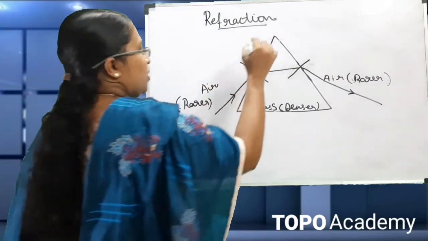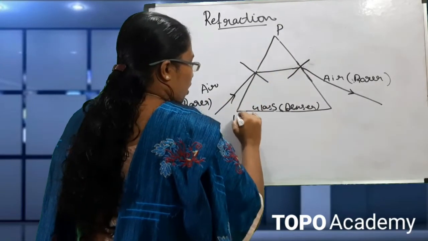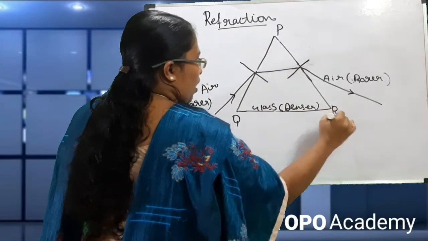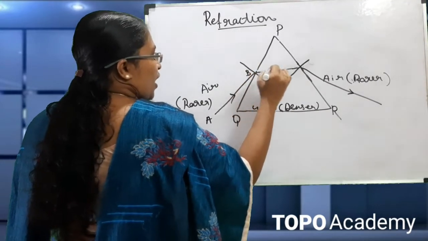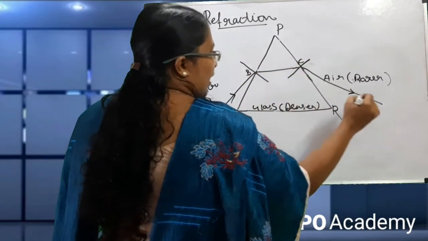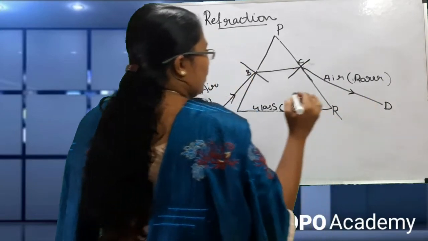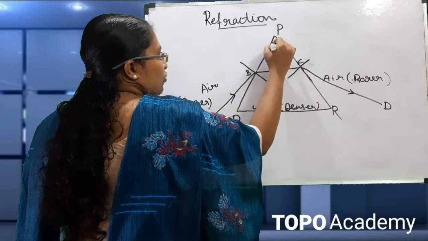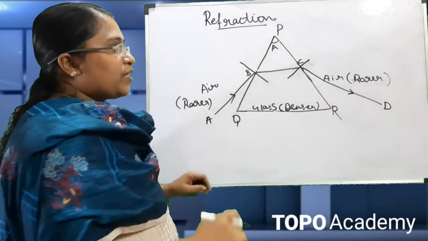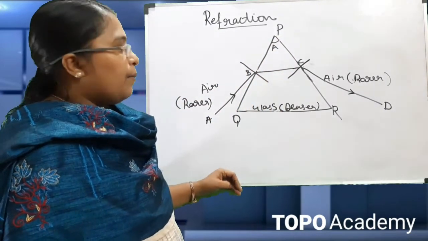We are naming this prism PQR. AB is the incident ray, BC is the refracted ray, and CD is the emergent ray. And this is the angle of the prism. The angle between the two refracting surfaces is known as the angle of the prism.